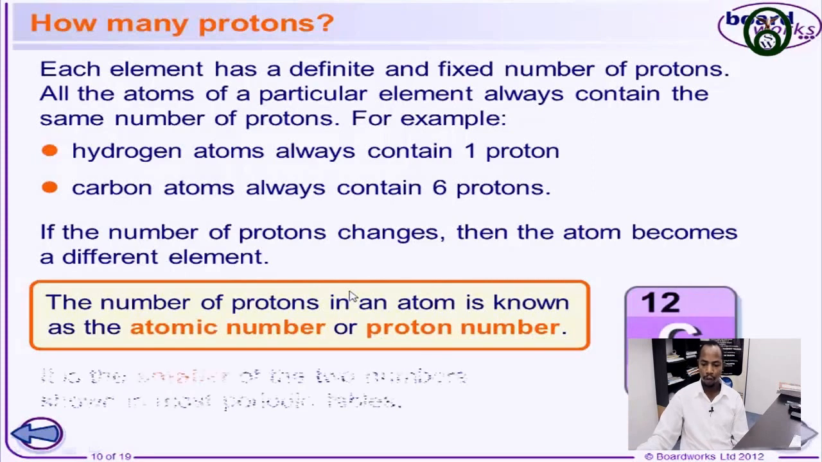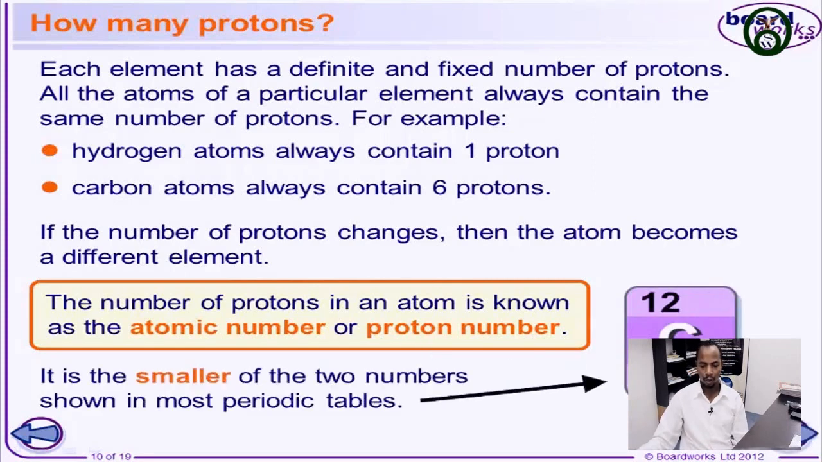For example, if you take a look at this carbon atom, the number of protons is 6, and the mass number, which is something else we'll talk about after a short while, is 12. So the number of protons is 6. Therefore, the atomic number of carbon is 6.